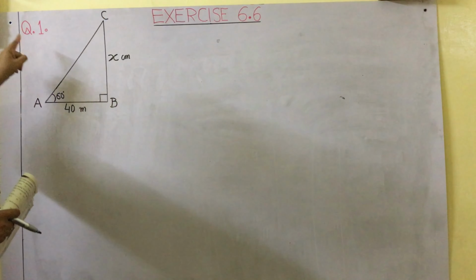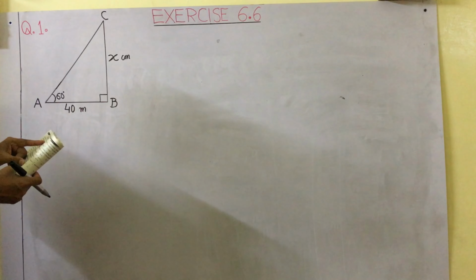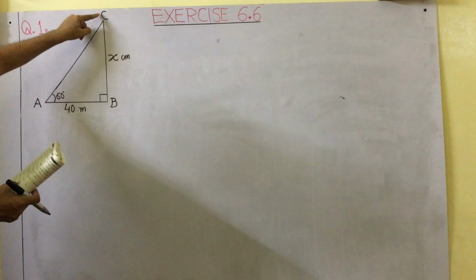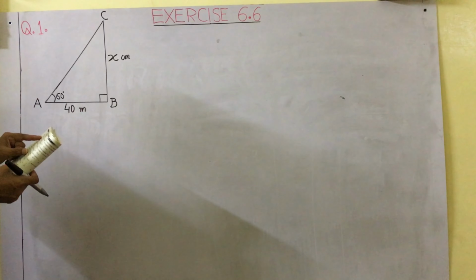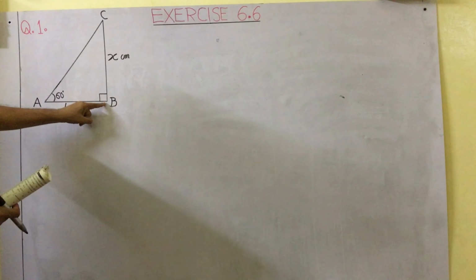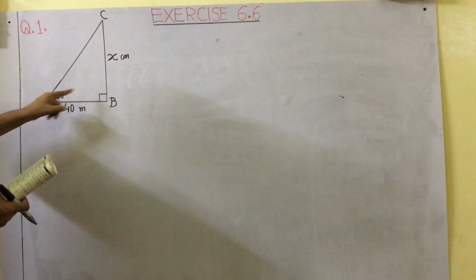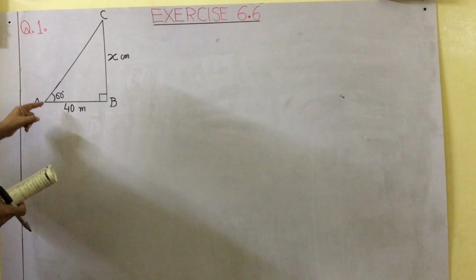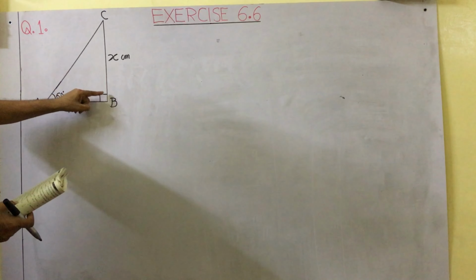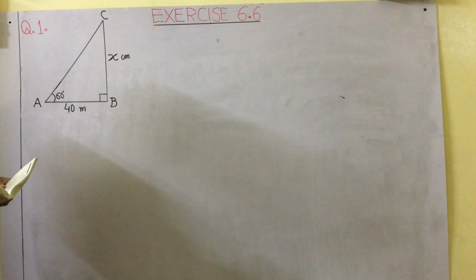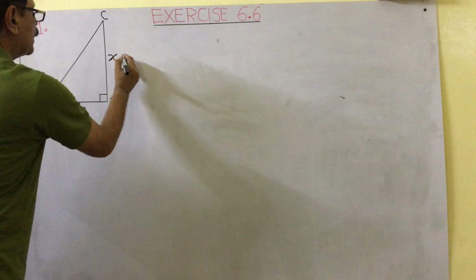Exercise 6.6, question 1. The angle of elevation of the top of a flag post, BC is the flag post, from a point on the ground level 40 meters away from the post. This is point A, which is 40 meters away from the flag post on the ground, and the angle of elevation is 60 degrees. Find the height of the post. Let the height of the post be x meters.